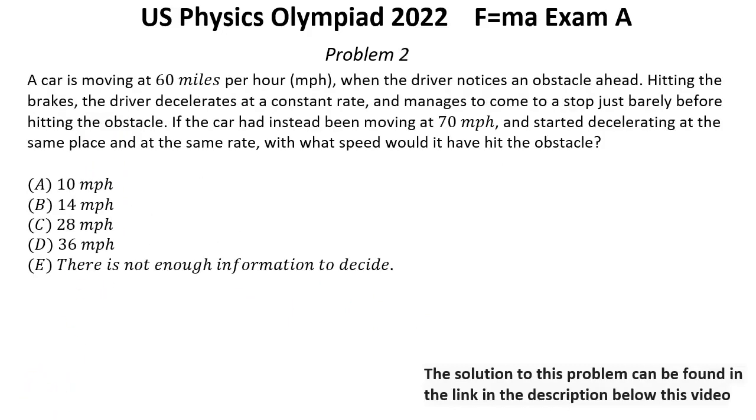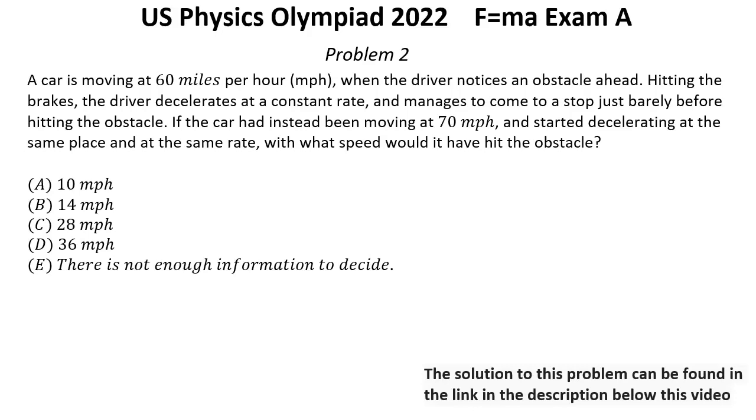Problem number 2. A car is moving at 60 miles per hour. When the driver notices an obstacle ahead, he hits the brakes, decelerates at a constant rate and manages to come to a stop just barely before hitting the obstacle. If the car had instead been moving at 70 miles per hour and started decelerating at the same place and at the same rate, with what speed would it have hit the obstacle?